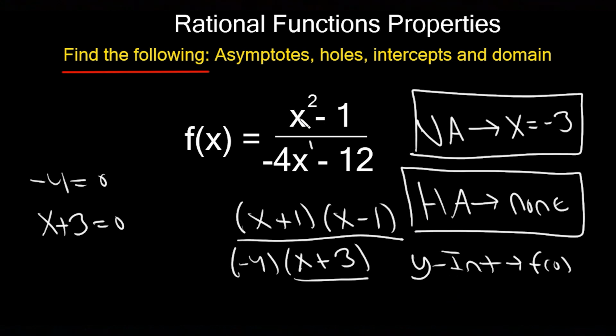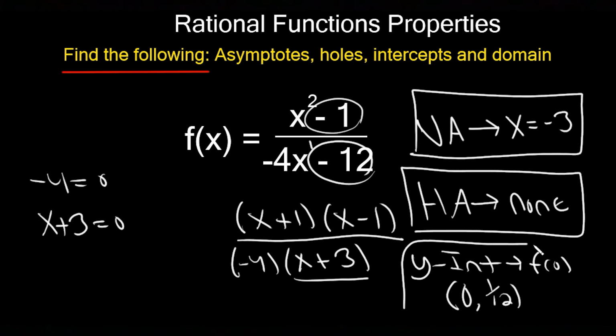And you can see what ends up happening here. This will always happen on all your rational functions. You're just going to be left with the constants. I'm going to be left with negative 1 and negative 12. So my y-intercept is going to be negative 1 over negative 12. And again, they're both negative, so it will be positive. So that's a point. I'm going to say here, 0, comma 1 over 12. And then we're done. Here's my y-intercept.